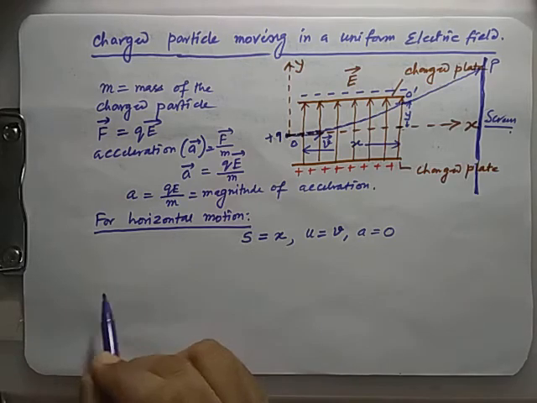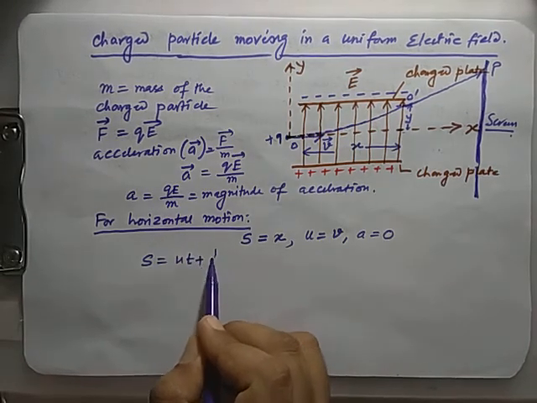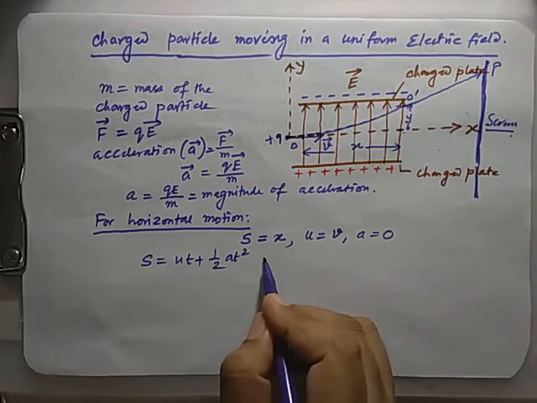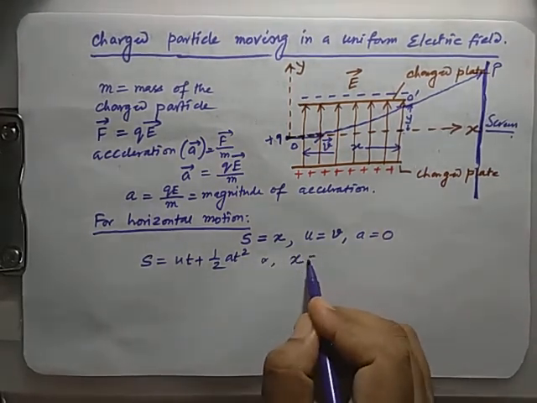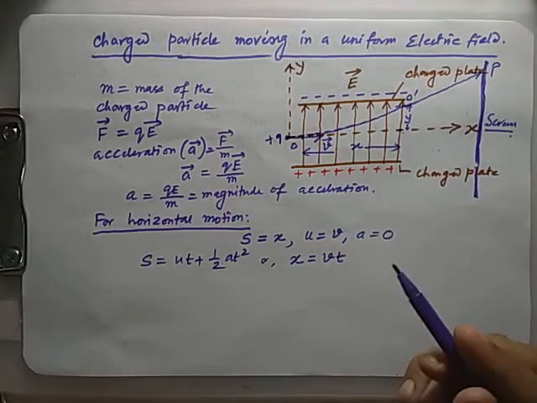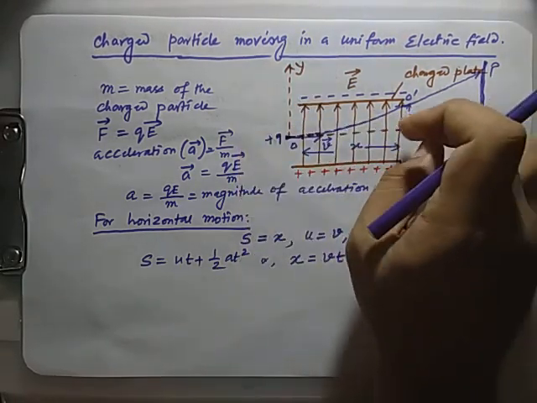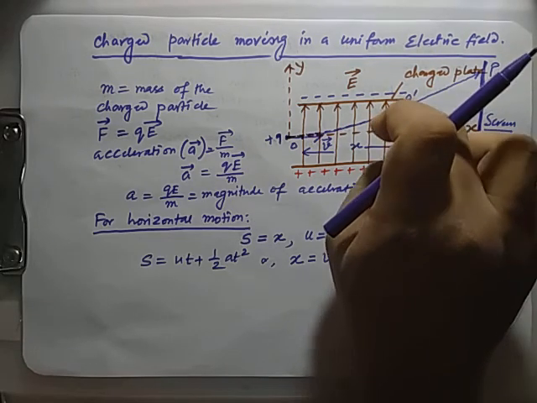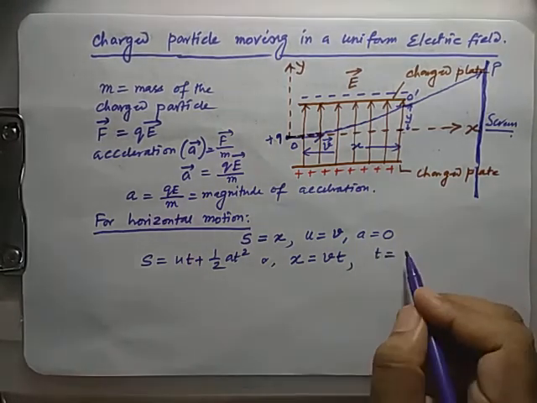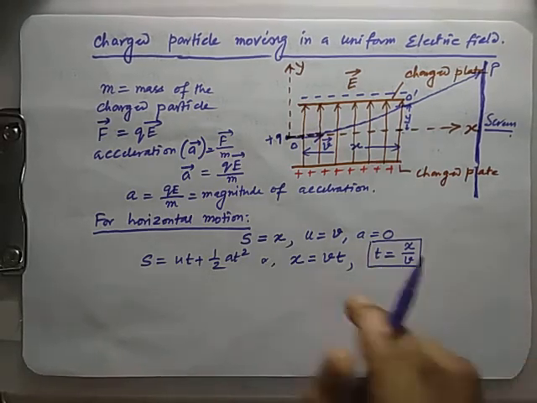Now we'll use the formula S is equal to ut plus half a t square. So what do we get from here? S is equal to x, so x is equal to u, which means v, into t. Remember, the object will take the same time to go from here to here as from here to here. So x is equal to vt and the rest of the terms are 0. So t is equal to x by v. That is the t we get from the horizontal motion.